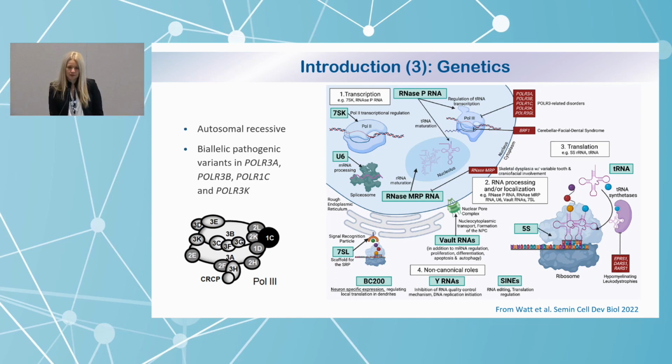RNA polymerase III is one of three polymerases, and it's responsible for the transcription of small non-coding RNAs. We're not going to go through all this, but that's a nice summary of all the small non-coding RNAs transcribed by POL3, and they're all very important for cellular homeostasis and for translation.